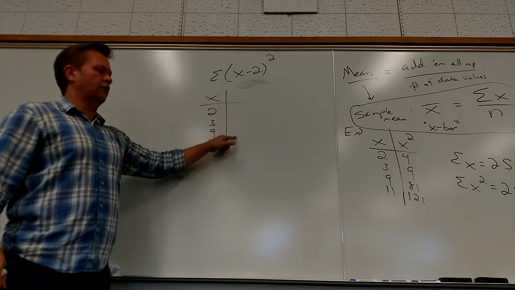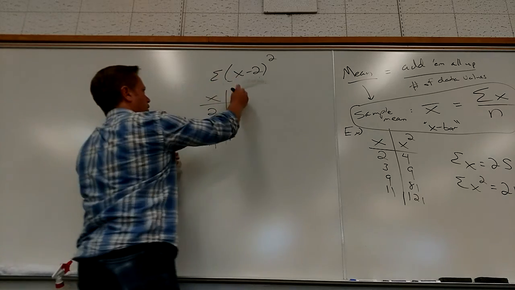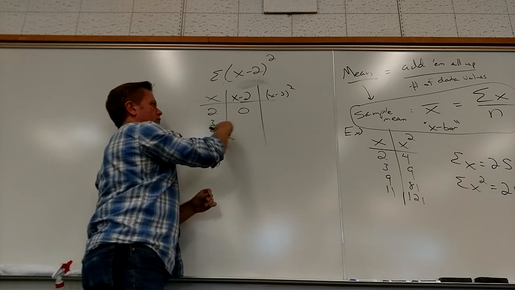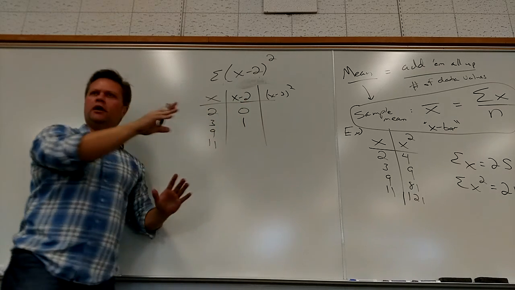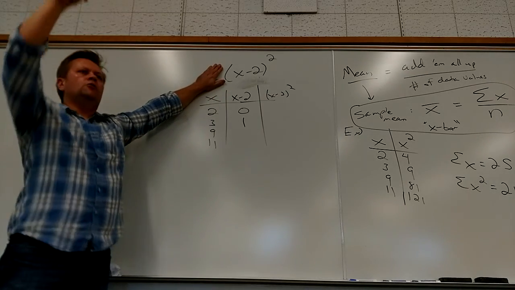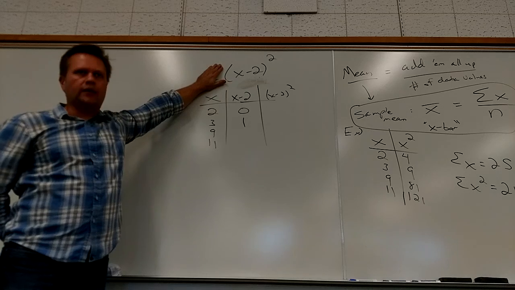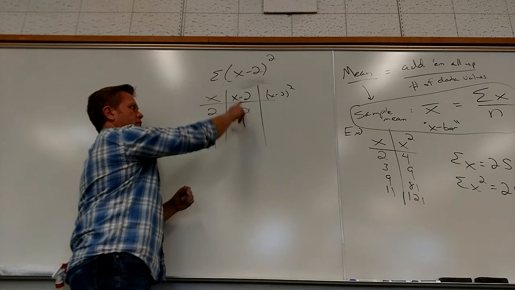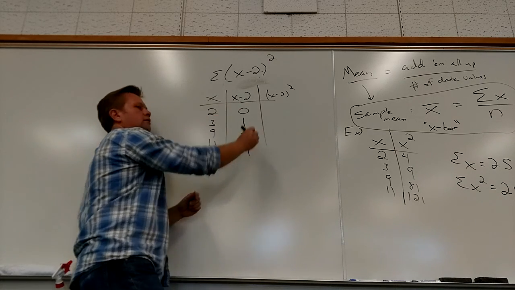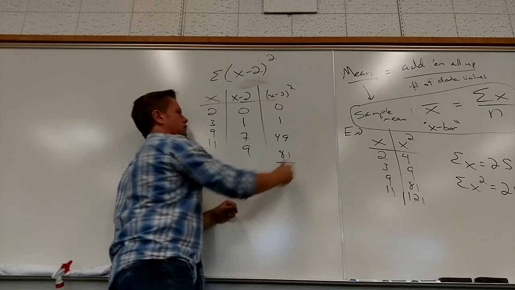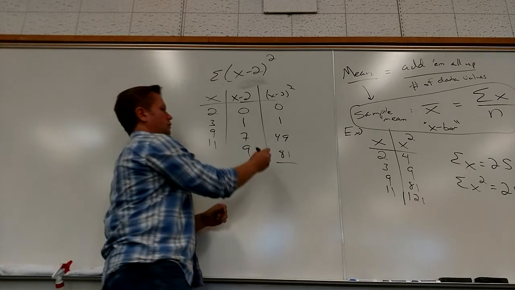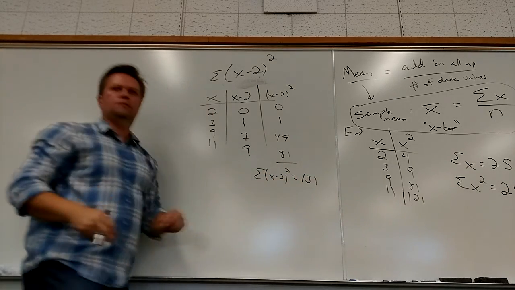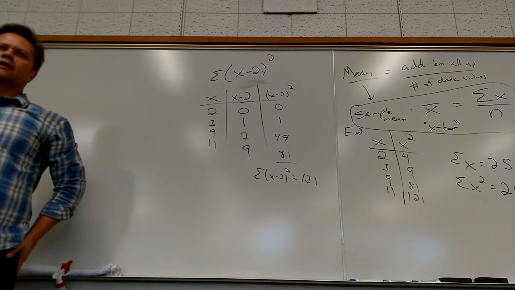So for each of these, you can figure out what x minus 2 squared is. So I can do, if I need to, x minus 2 and then x minus 2 squared. So what's this? 0. 1. Are you guys with me? I have to first figure out what are all the things I'm supposed to add up, and then I can add them up. So that's 0, 1, 7, 9, 0, 1, 49, 81. So the sum of x minus 2 squared would be 131.